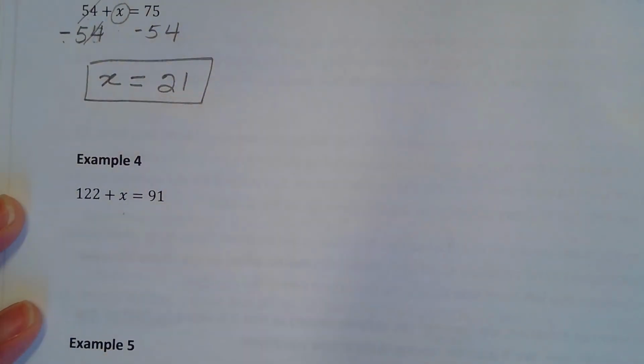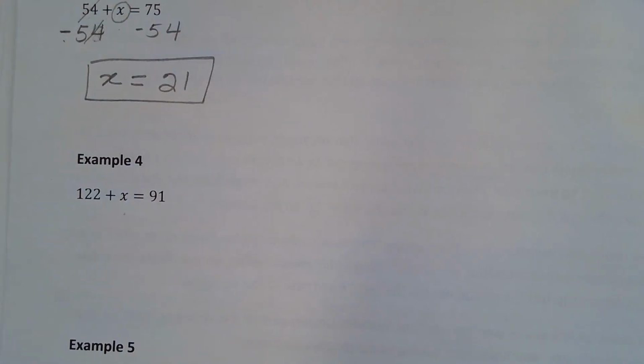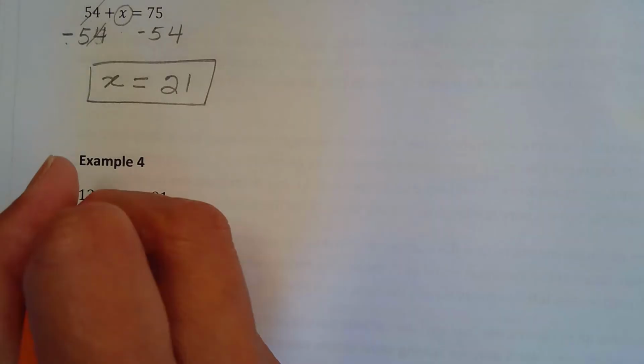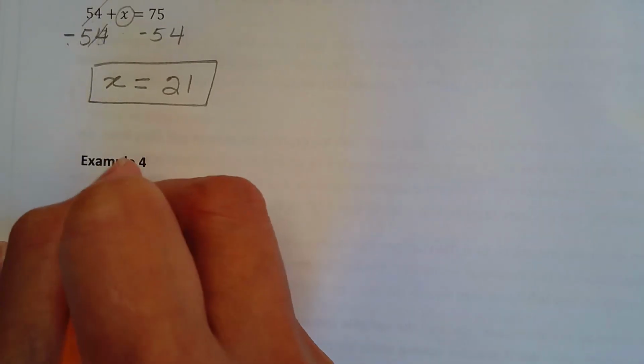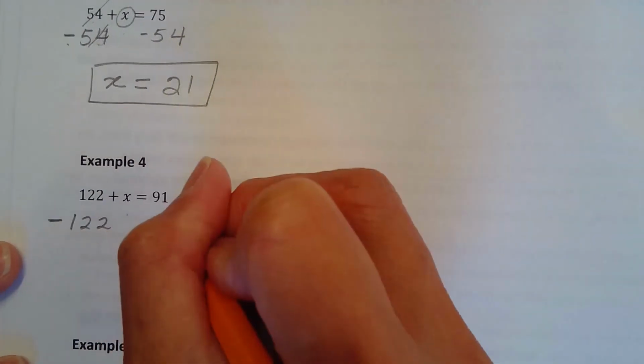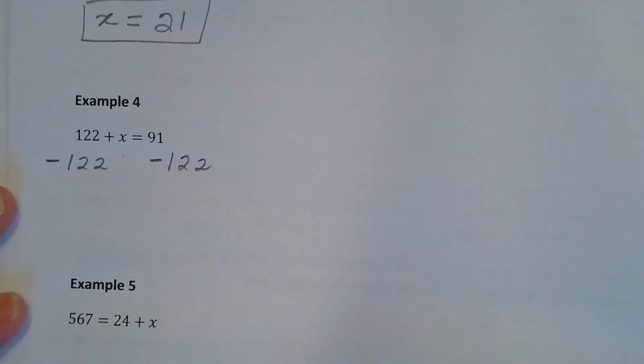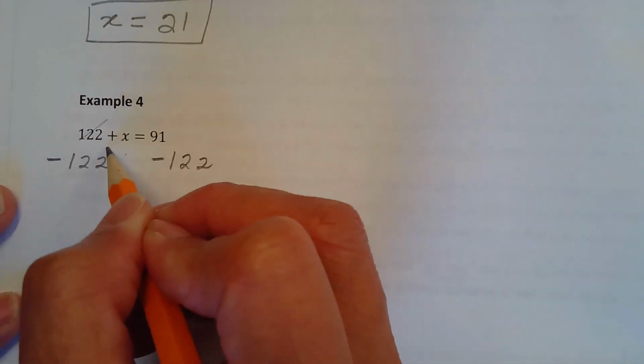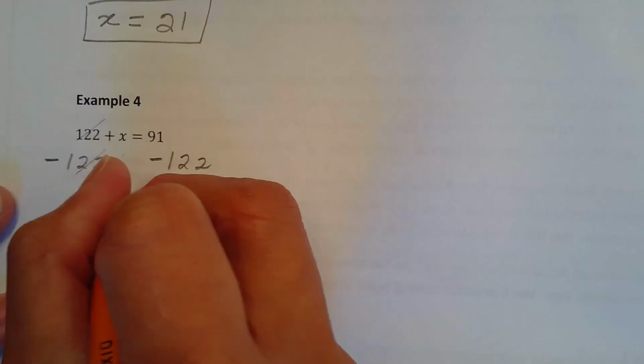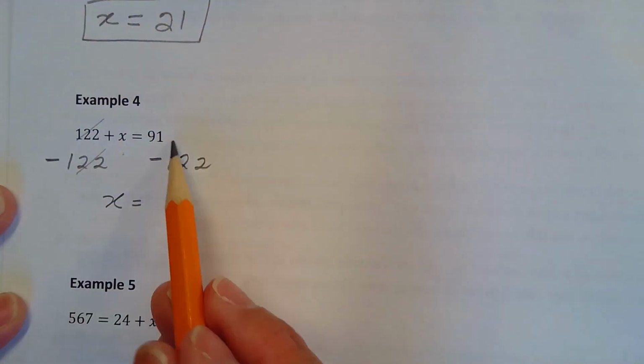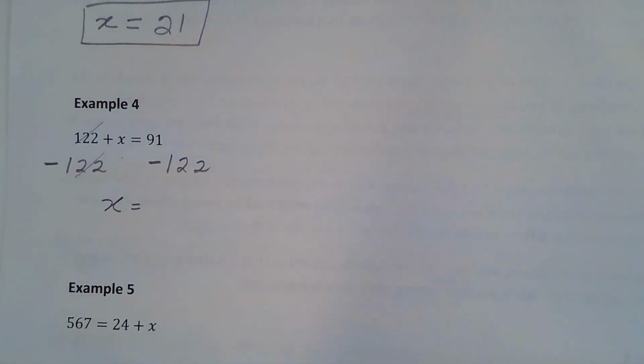What about this one? What do we need to do? Not the answer. I'm not interested in the answer yet. Use the first one. Okay, what's it? Minus 122. Subtract 122. I do it on both sides, so minus 122. So these cancel. What's left over? X is equal to, oh, I gotta do my math there, right? So 91 minus 122.